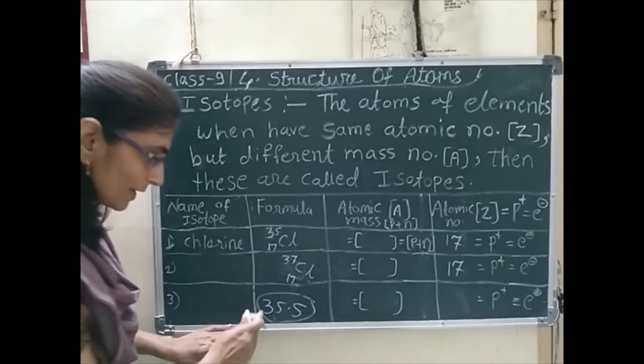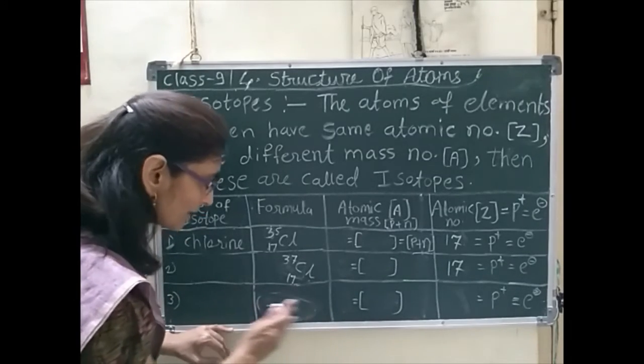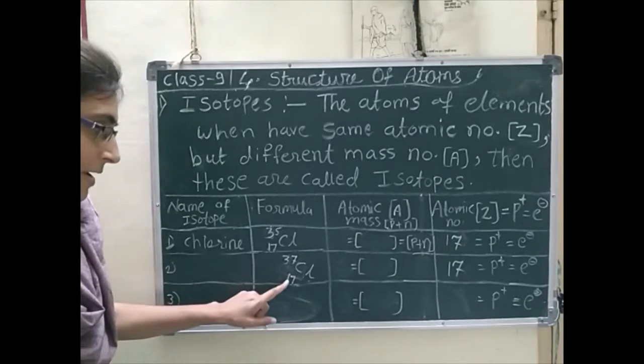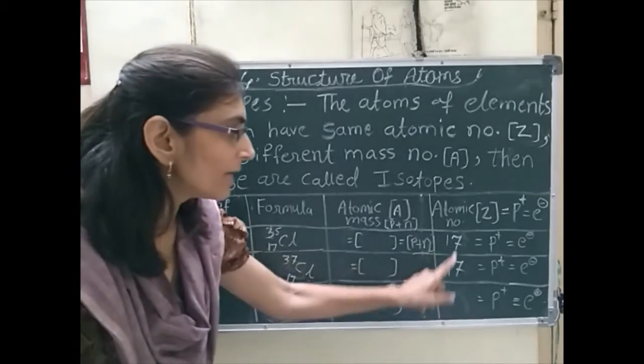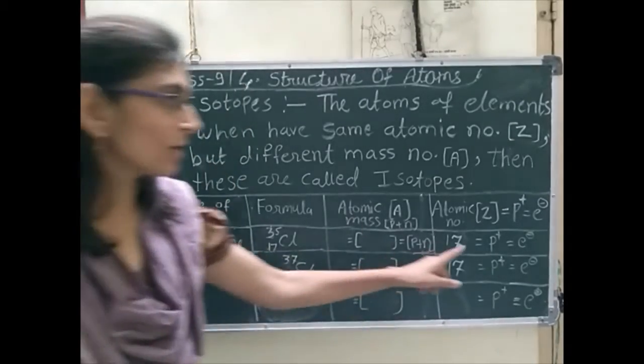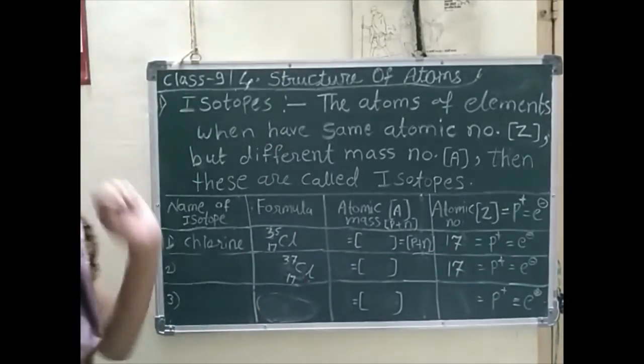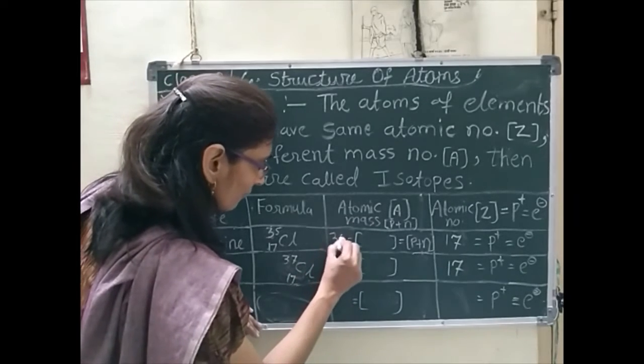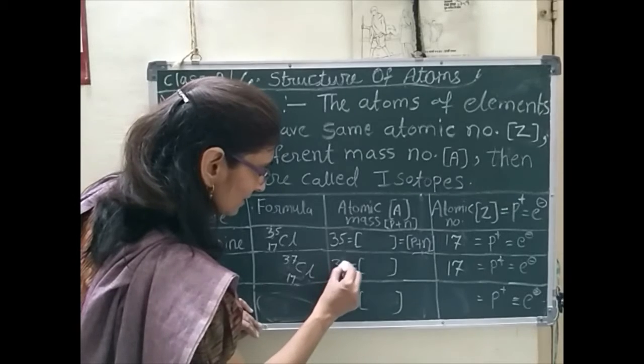So this point is very important. Note it down. And how are they isotopes? Because they have the same atomic number. Here we have written the same atomic number, which means protons are 17 and electrons are also 17. But the atomic mass is 35 here and 37 here.